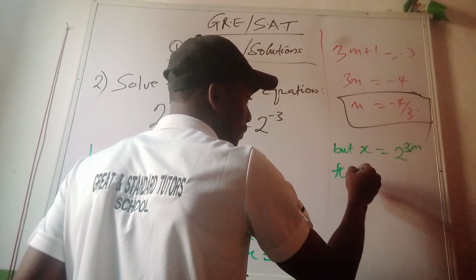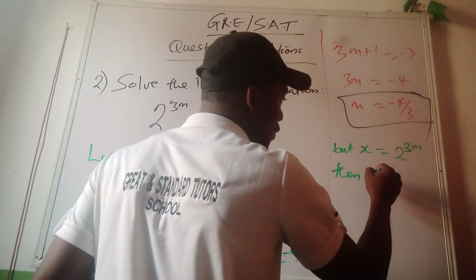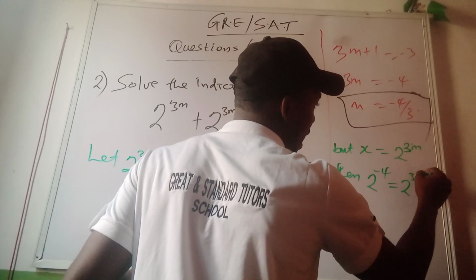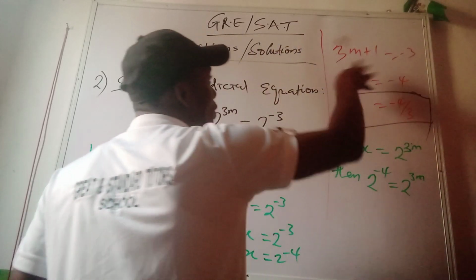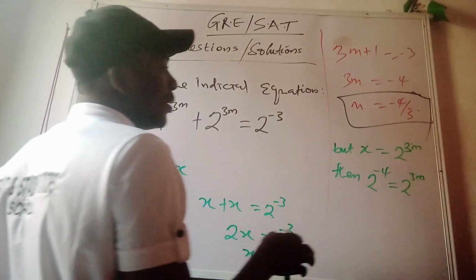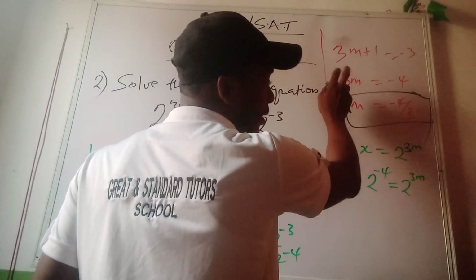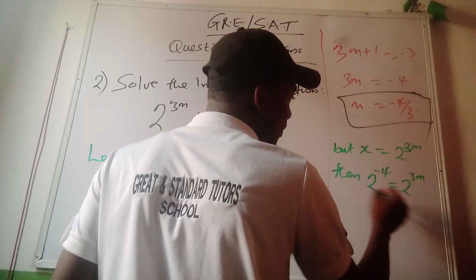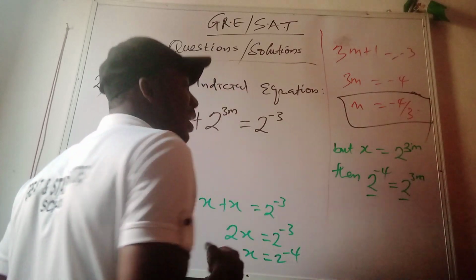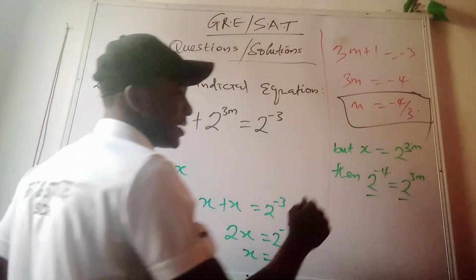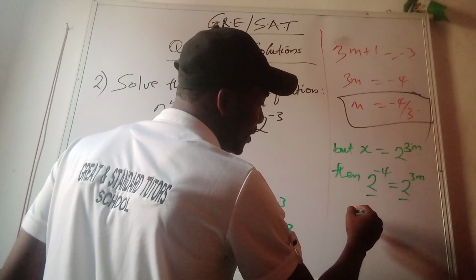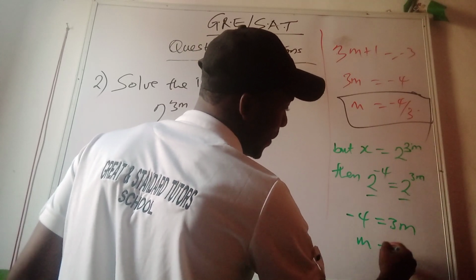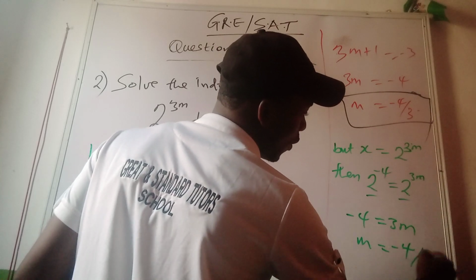Then you'll be having 2 raised to power minus 4 is equal to 2 raised to power 3m. You have come back to one of these sides we were before. Now we can equate the indices, since the bases are the same. So that means minus 4 is equal to 3m. At the end of the day, m is equal to minus 4 over 3.